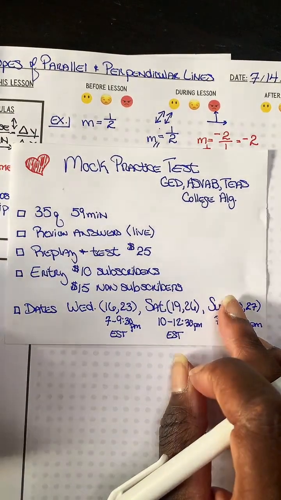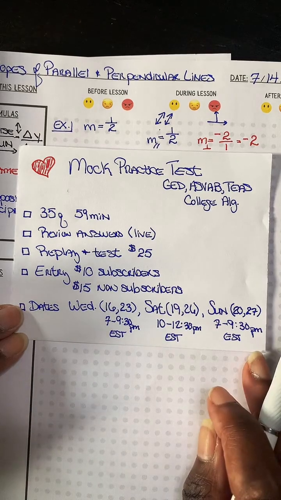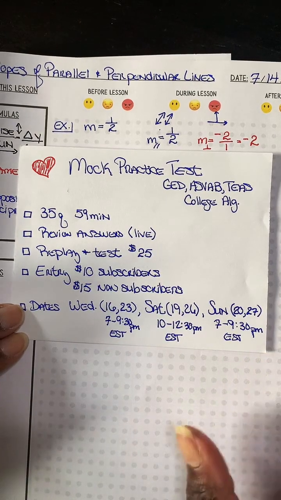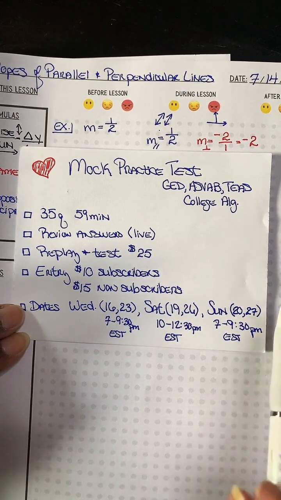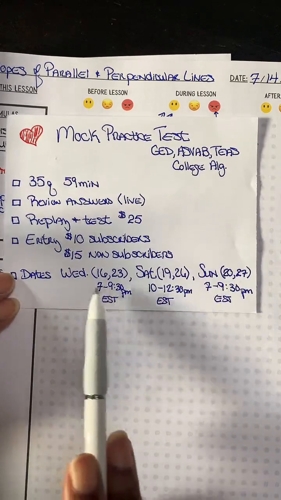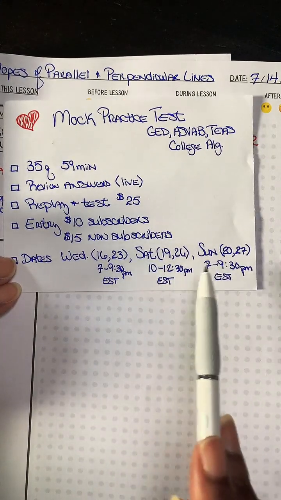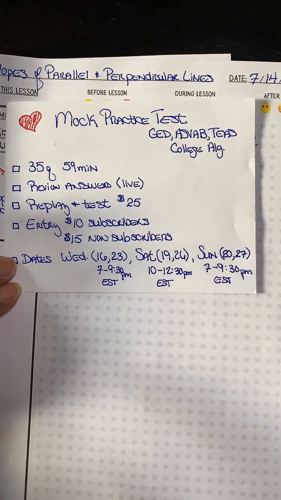I will be presenting a mock practice test. Now, in order for you to do math, you have to practice. Okay? You have to practice. So this is what I'm doing. I'm blocking out basically 6 days. All right? We have 2 Wednesdays, 2 Saturdays, and 2 Sundays.